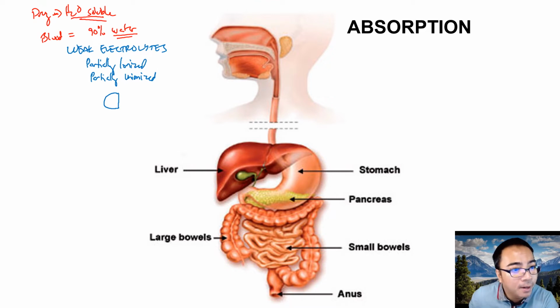Meaning, one part of a drug is ionized, while the other part, yan, is unionized. So, ito yung unionized portion. Okay, ito naman yung ionized portion. Yan. Okay. Now, class, ano ang benefit nito? Ano ang benefit ng pagiging weak electrolyte ng isang gamot?